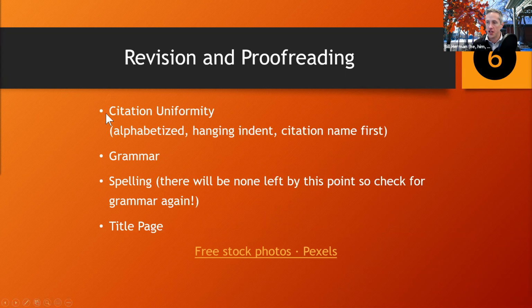Make sure your citations have some uniformity. You want them alphabetized. You want the hanging indent style that you see in Charles's essay. You want your citation to be name first. All this is clear in Purdue OWL. You should at least know MLA or Chicago or something reasonably well by this point.